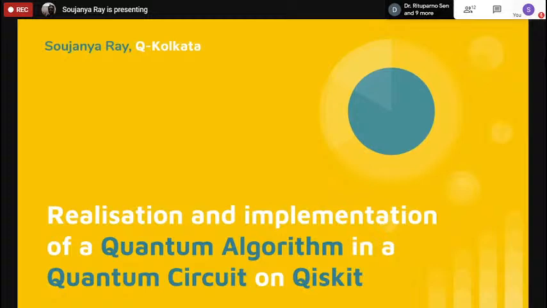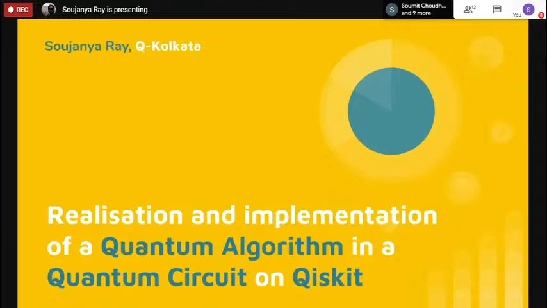Quantum computing, the field is growing and is very old. It started from the 1920s, 1930s, the entire quantum physics. So right now we have reached a level of abstraction where even if you don't have the entire knowledge of quantum mechanics or quantum physics or the deep maths, you can still do some work and you can still code up quantum algorithms. So we'll talk about this, and my talk is based on realization and implementation of a quantum algorithm in quantum circuit on Qiskit.